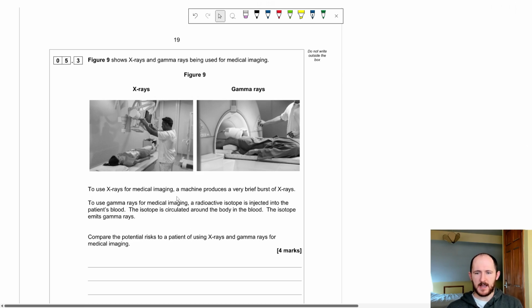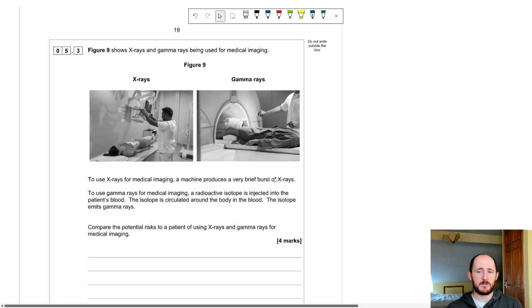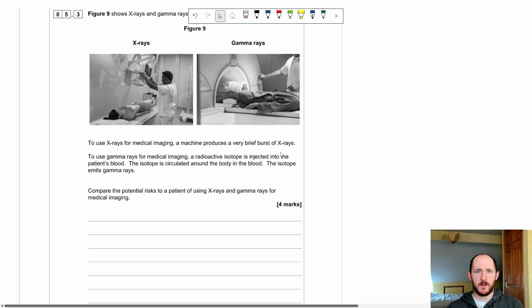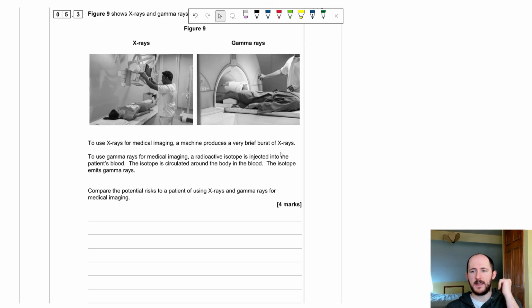So for X-rays, a machine produces a brief burst of X-rays and that's it. It produces a picture, which is basically the same way as how a camera works, where it has a flash of light and it produces a picture. We have a flash of X-rays, which produces a picture for an X-ray.